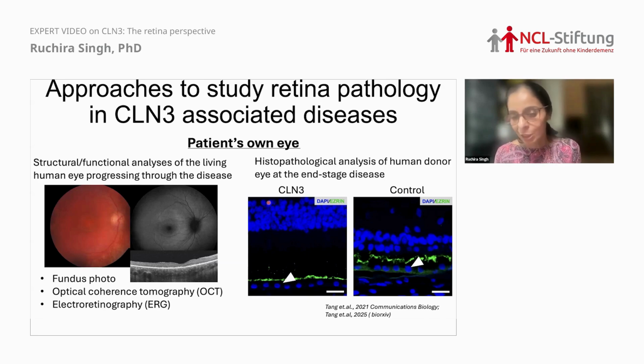However, there are limitations in that most kids who are identified with the disease have already had a significant amount of visual impairment, and the retina is already showing a lot of structural changes, and it then becomes difficult to really isolate which cell type in the retina or which part of the retina is affected. So there are some challenges, but this is a very good approach to figure out the earliest pathological changes in CLN3 disease in the patient's own eyes.